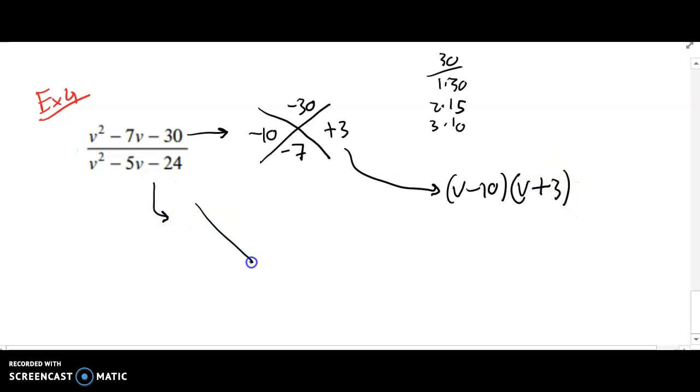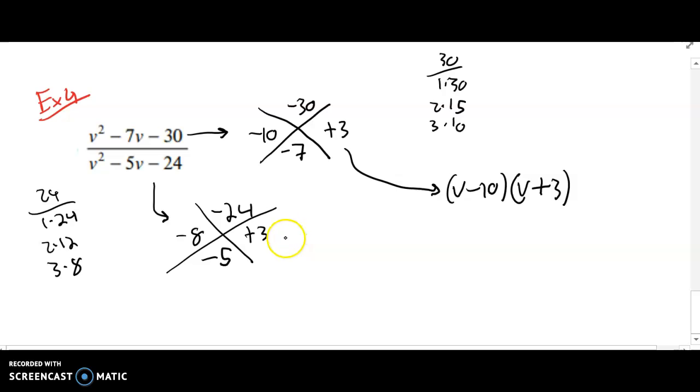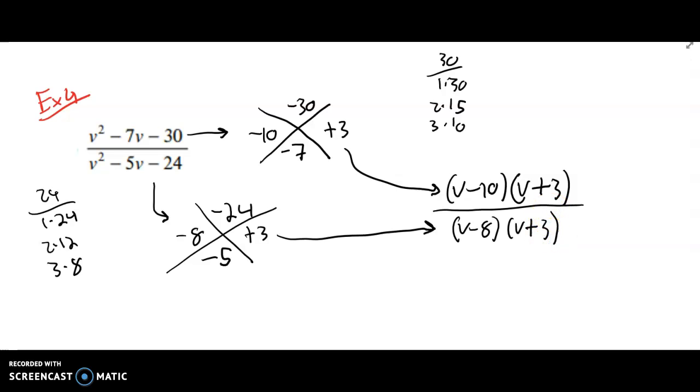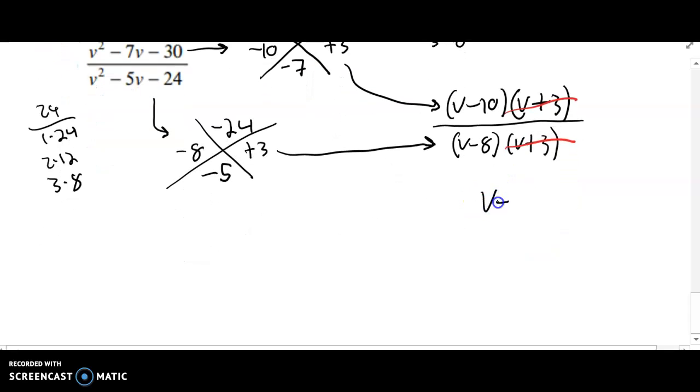Our denominator, we have negative 24 on top, negative 5 on the bottom. Our factors of 24 are 1 and 24. 2 and 12 won't get us to 5. 3 and 8 will, though. If I go negative 8 and positive 3. So we plug this back into the original function. We get v minus 8 and v plus 3. Right? These v plus 3s will cancel. I'm left with v minus 10 over v minus 8.